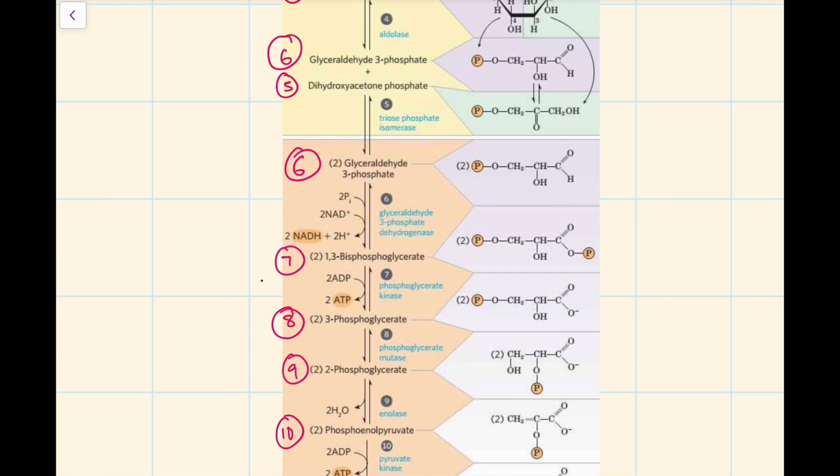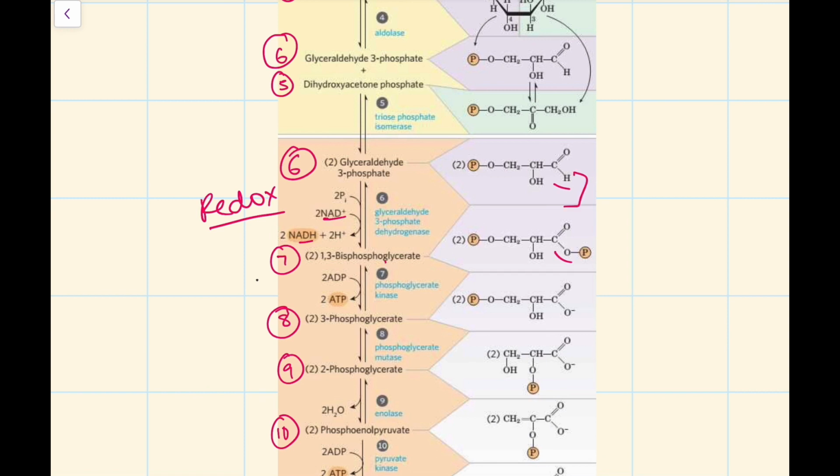We will be moving towards the energy payoff phase of glycolysis. So the first part of this phase has a redox reaction where G3P is converted into 1,3-bisphosphoglycerate. And this is a redox reaction because NAD here is being reduced to NADH, and G3P is being oxidized to 1,3-bisphosphoglycerate. And this is conducted by the enzyme glyceraldehyde 3-phosphate dehydrogenase.